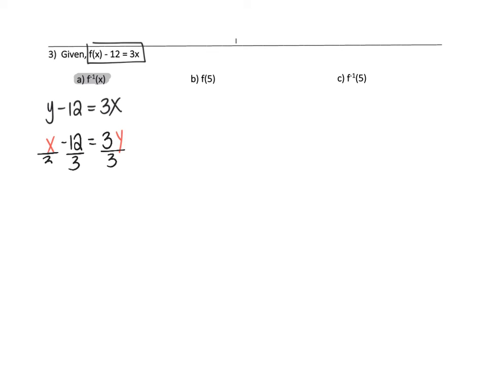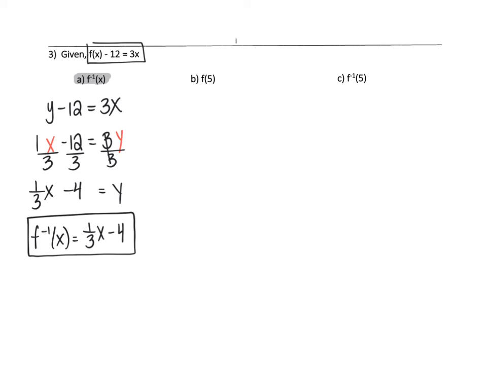So I divide everything by 3. So I get y equals, technically there's a 1 there, so 1/3 x and then minus 4 because 12 divided by 3 is 4. So if I write it with proper notation, I have f negative 1 of x, which is equal to 1/3 x minus 4.